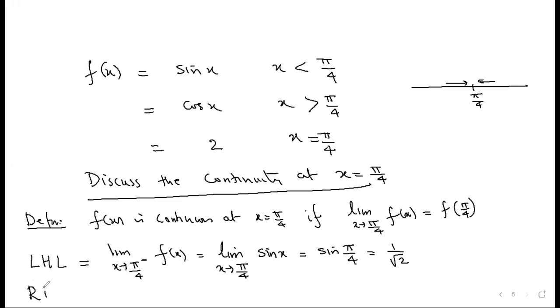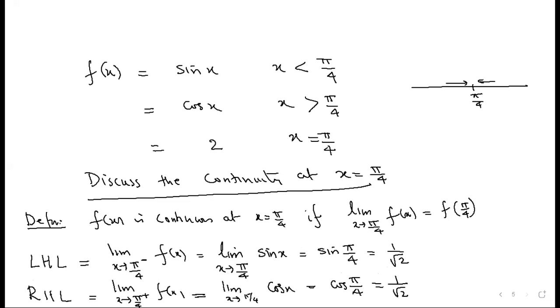तो राइट हैंड लिमिट भी लिखो. Limit x tending to pi by 4 plus f of x. और लिमिट x tending to pi by 4 cos x आएगा. That is cos pi by 4. कोई फॉर्मूला का जरूरत नहीं है, 0 by 0 नहीं है, इसलिए directly you can substitute, 1 by root 2.